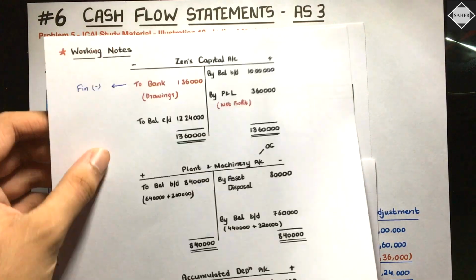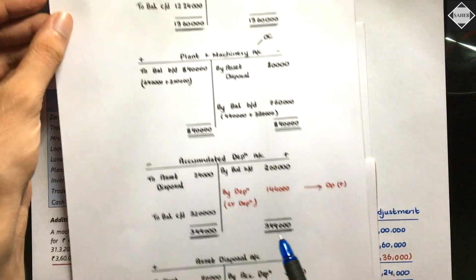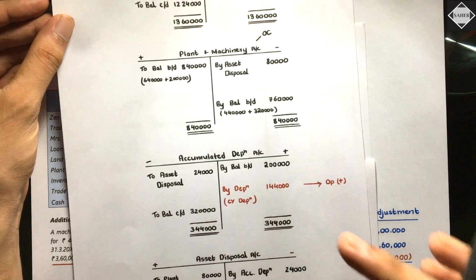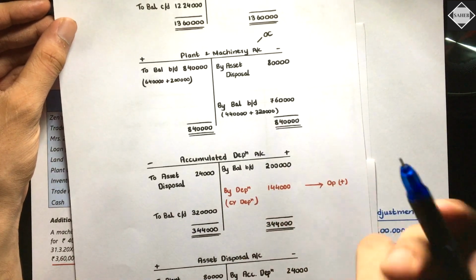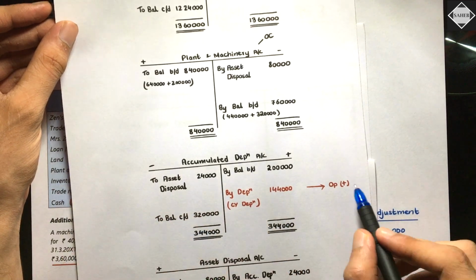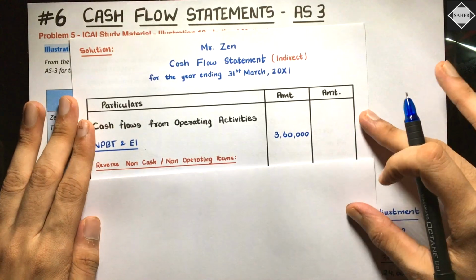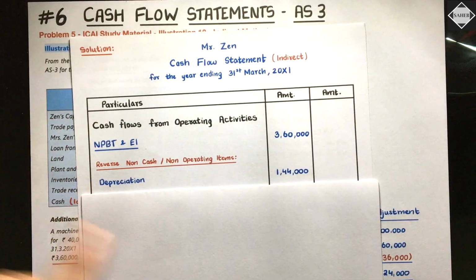Yes, we do. See, in Zen's capital we don't have that. In plant and machine also nothing. In accumulated depreciation we have found out how much is the current year depreciation, which has gone to P&L as an indirect expense. It has been debited, subtracted. So we will reverse by adding it in the operating activities, right? So see, depreciation has been added back. How much? 1,44,000. Fine.